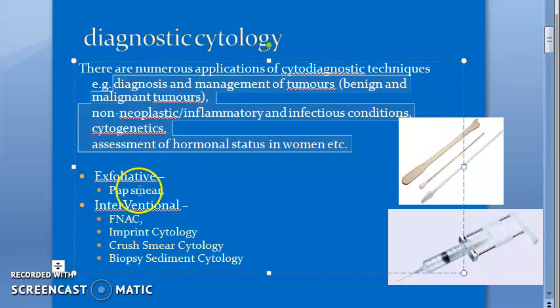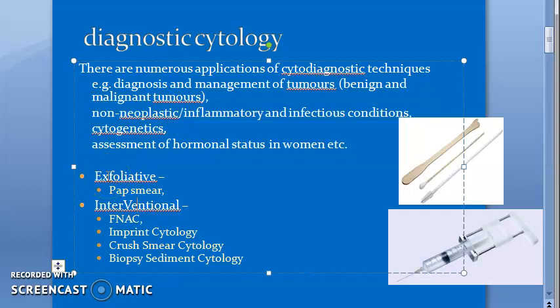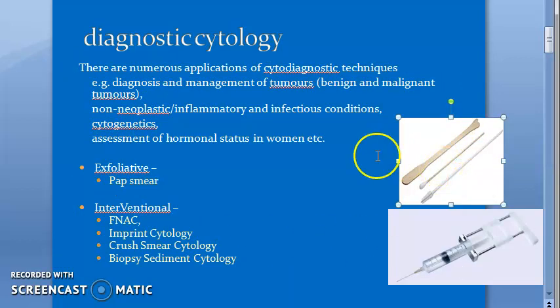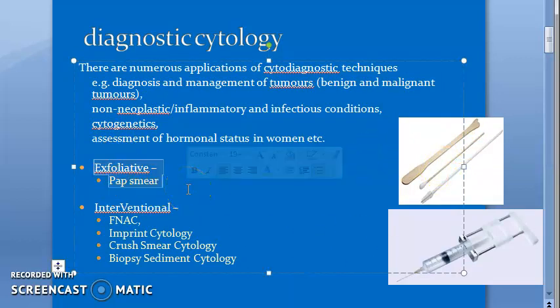Now, let us look at the available methods in diagnostic cytology. You have exfoliative and interventional. Interventional means you're intervening. In exfoliative, you have something like pap smear. This is the pap smear kit. So in exfoliative, you have the pap smear for the endometrium, right? They will check the stage of the endometrium, luteal phase, secretory phase, all that. And to rule out cervical cancer, they will use pap smear.